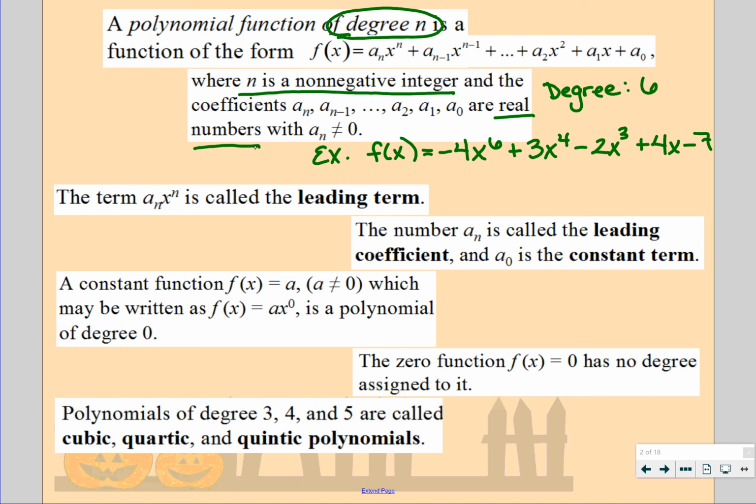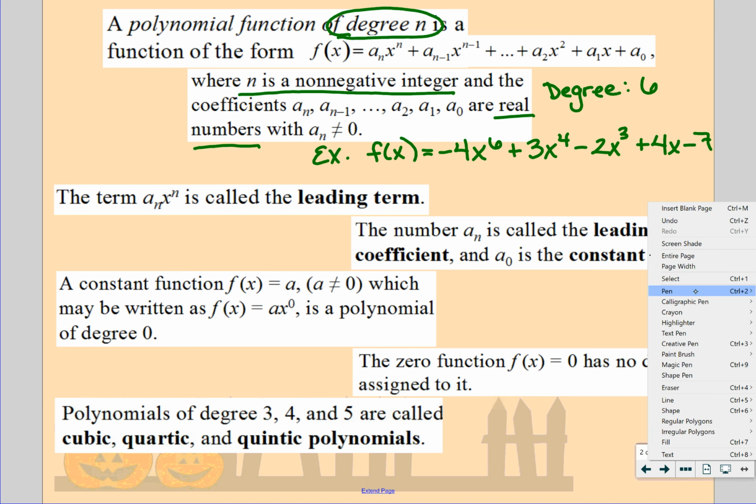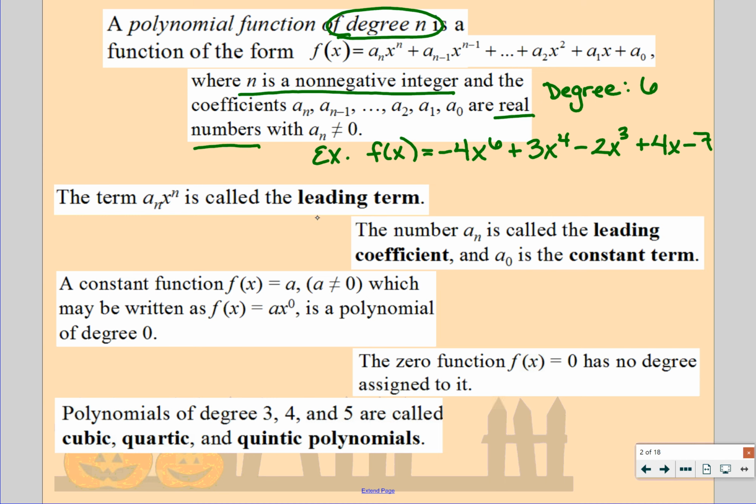The leading term is the first term when your terms are written in descending order. So in my example, the leading term would be negative 4x to the 6th. The leading coefficient is the number in front of the first term. So in my example, that would be negative 4. The constant term, if your polynomial has one, is the number without a variable. So in my example, that would be negative 7.